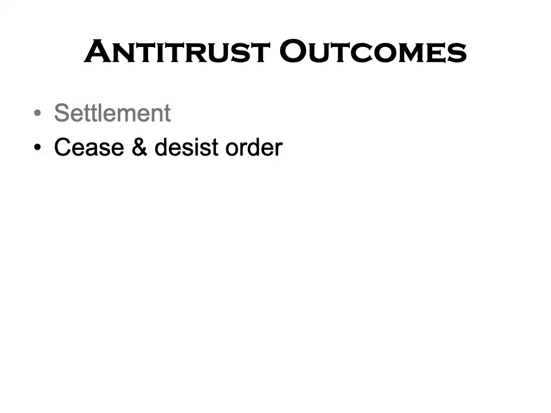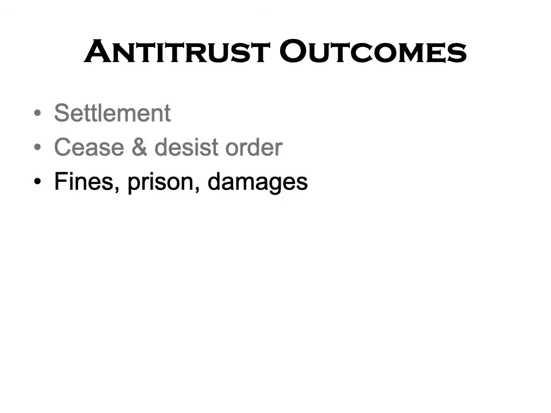We can also have direct orders from a court to stop a behavior, to stop acting in a particular way. We can have companies found guilty and fined. The fine is different than damages, right? That is money that goes directly to the government. Damages go to private parties. And for criminal cases, we could see, and have seen, prison sentences for people involved in violation of antitrust laws.